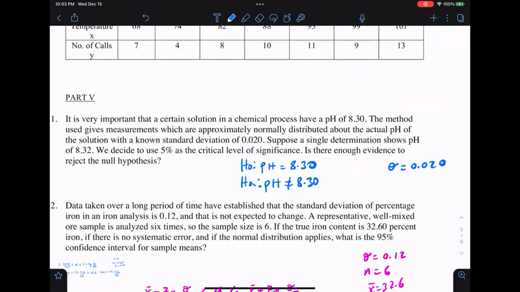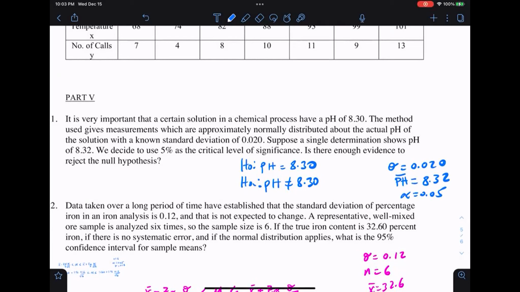Suppose a single determination shows that the pH hat equals 8.32. We decide to do a 5% critical significance level, so this is 0.05. Is there enough evidence to reject the null hypothesis?